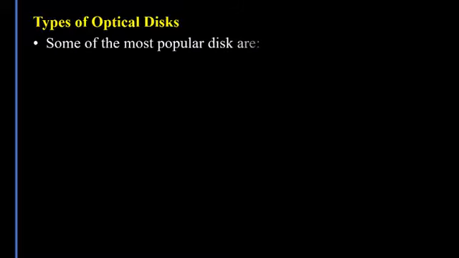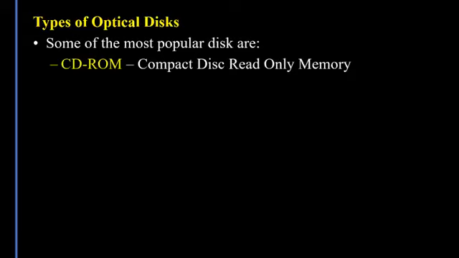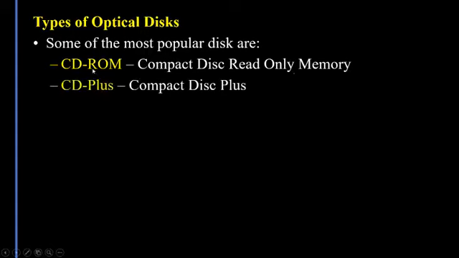Then let's look at the types of optical discs. Some of the most popular discs include CD-ROM, or compact disc read-only memory. They call them read-only memory because usually they can only be read. The contents there can only be read. Or you write once, but you can't write again.